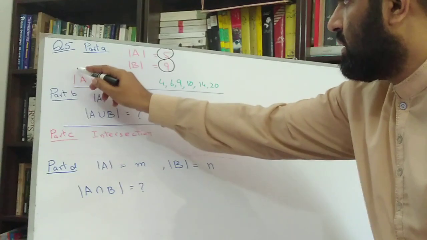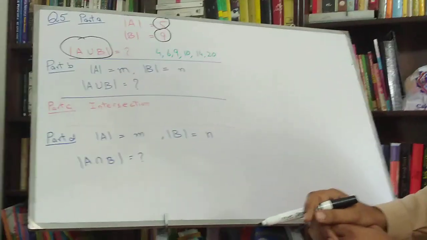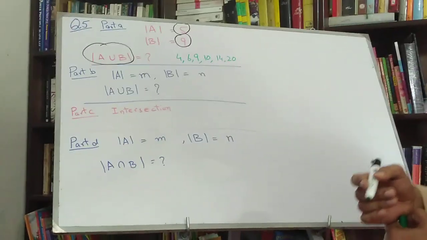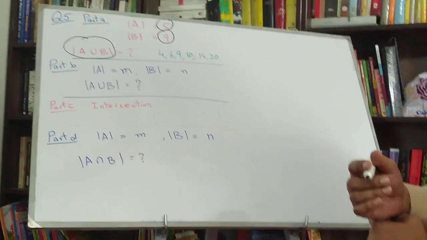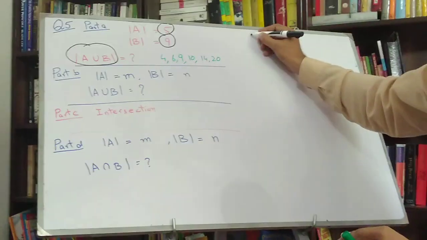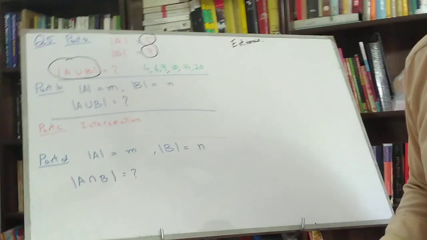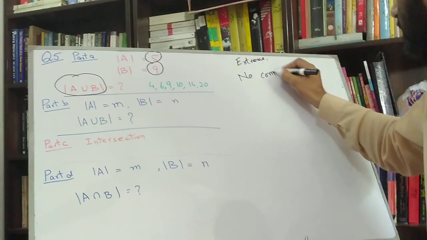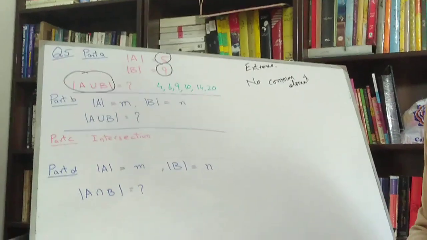What could be the size of their union? What is the cardinality of their union? Just see what possible cardinalities of A union B could be. Look at the extremes. One extreme case is that there's no intersection. They have no common element. Both sets have no common elements.